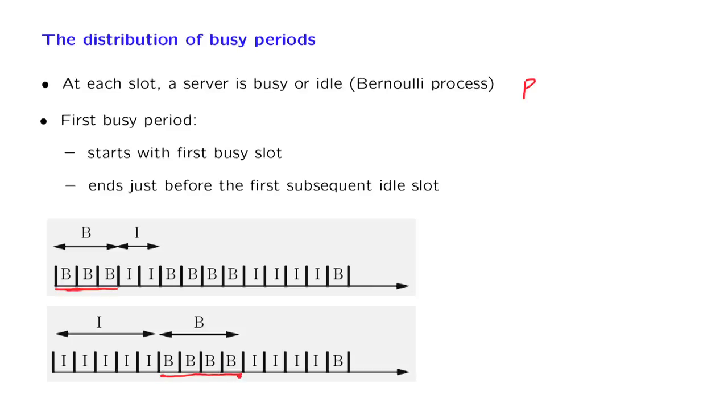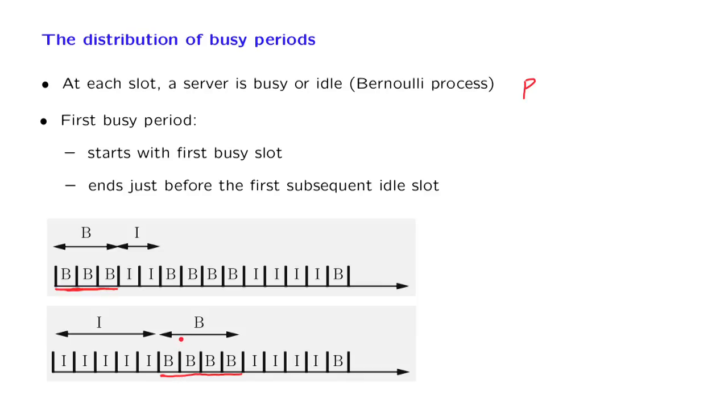What is the length of the first busy period? Well, the length of the first busy period is a random variable. So what we mean by this question is, what is the distribution of this random variable? Here's how we go about it. The process starts. We wait until a first busy slot appears. This is a random time, which is actually the first arrival time.